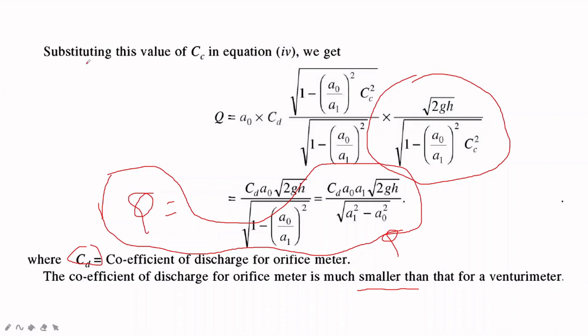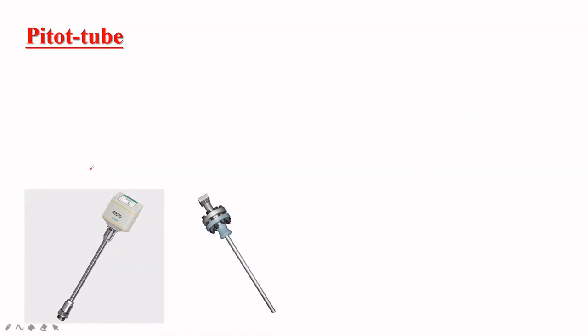And about this Cc and CD, we will see them clearly in the next chapter, that is, in module 4 we will learn about them. So till then you just practice it, write it so that you are comfortable with that. So next we will see the pitot tube. It is the last device in our syllabus based on Bernoulli's equation.